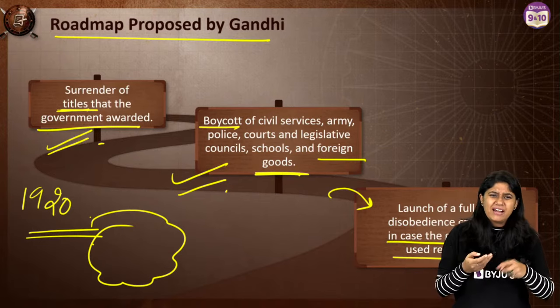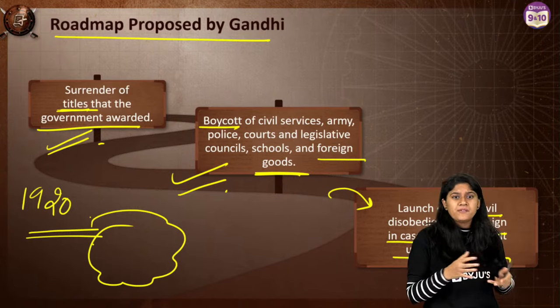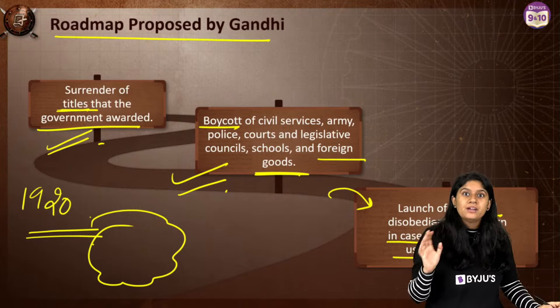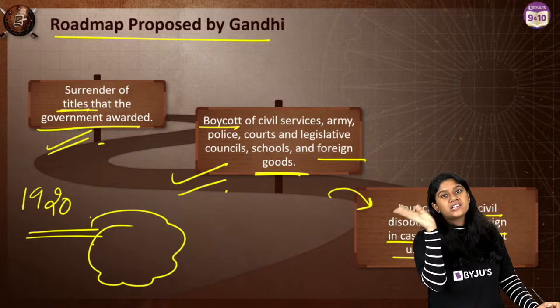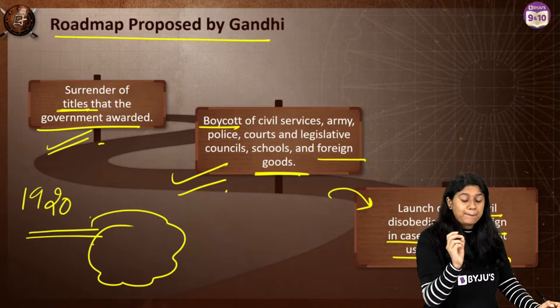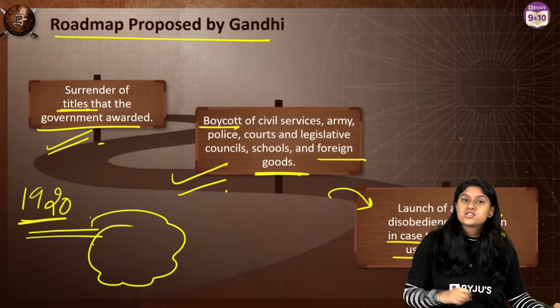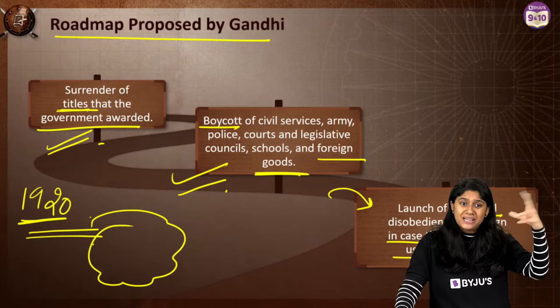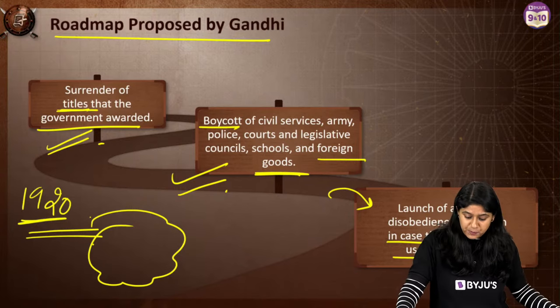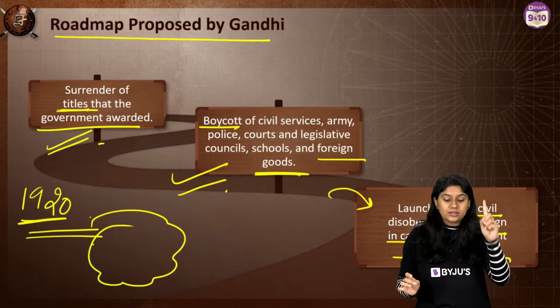At that time, we don't have the shorts, we don't have the WhatsApps, we don't have the news also. Even though we have the newspaper, it'll take ages to reach. So what happened? In 1920, Gandhiji along with the Shaukat Ali brothers went to different places, spreading the awareness about this particular movement.